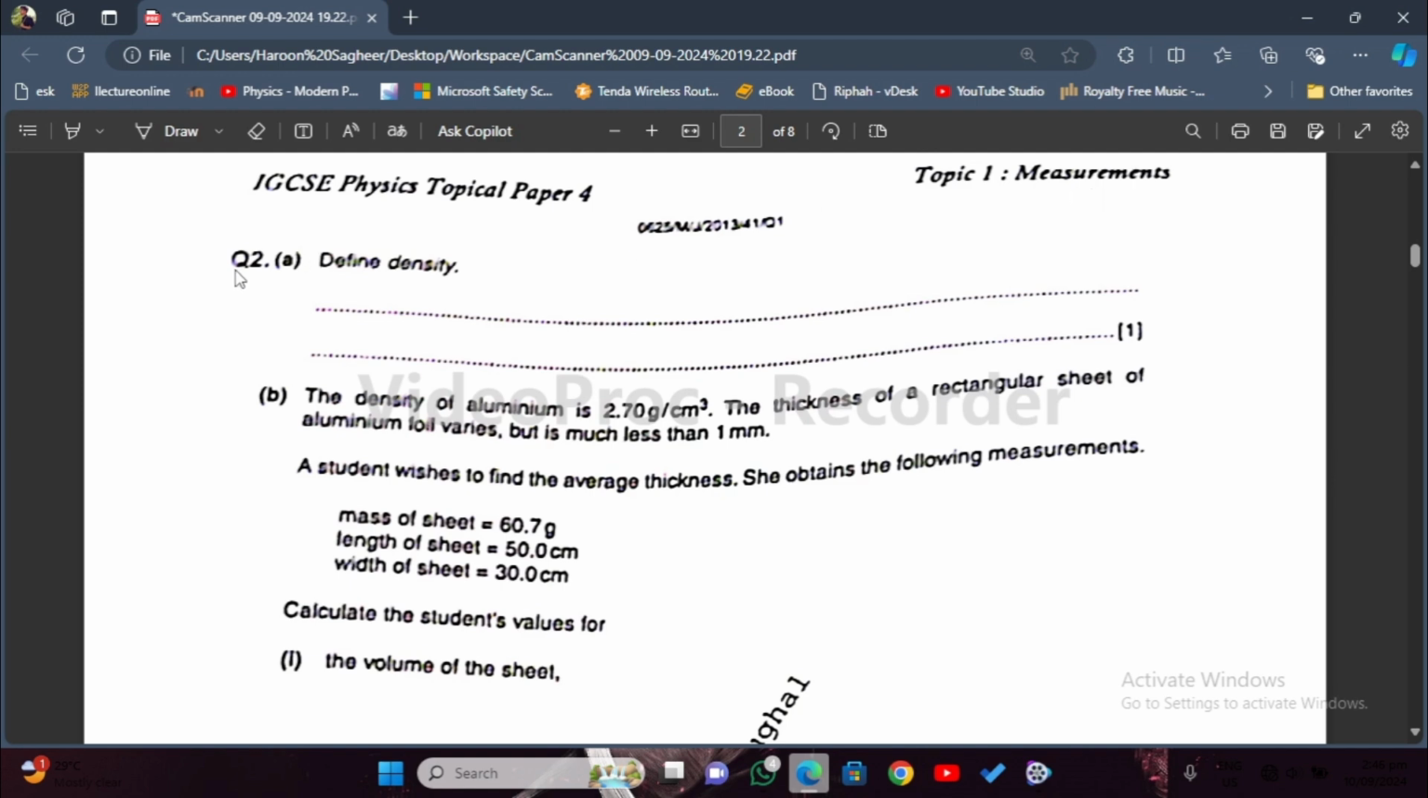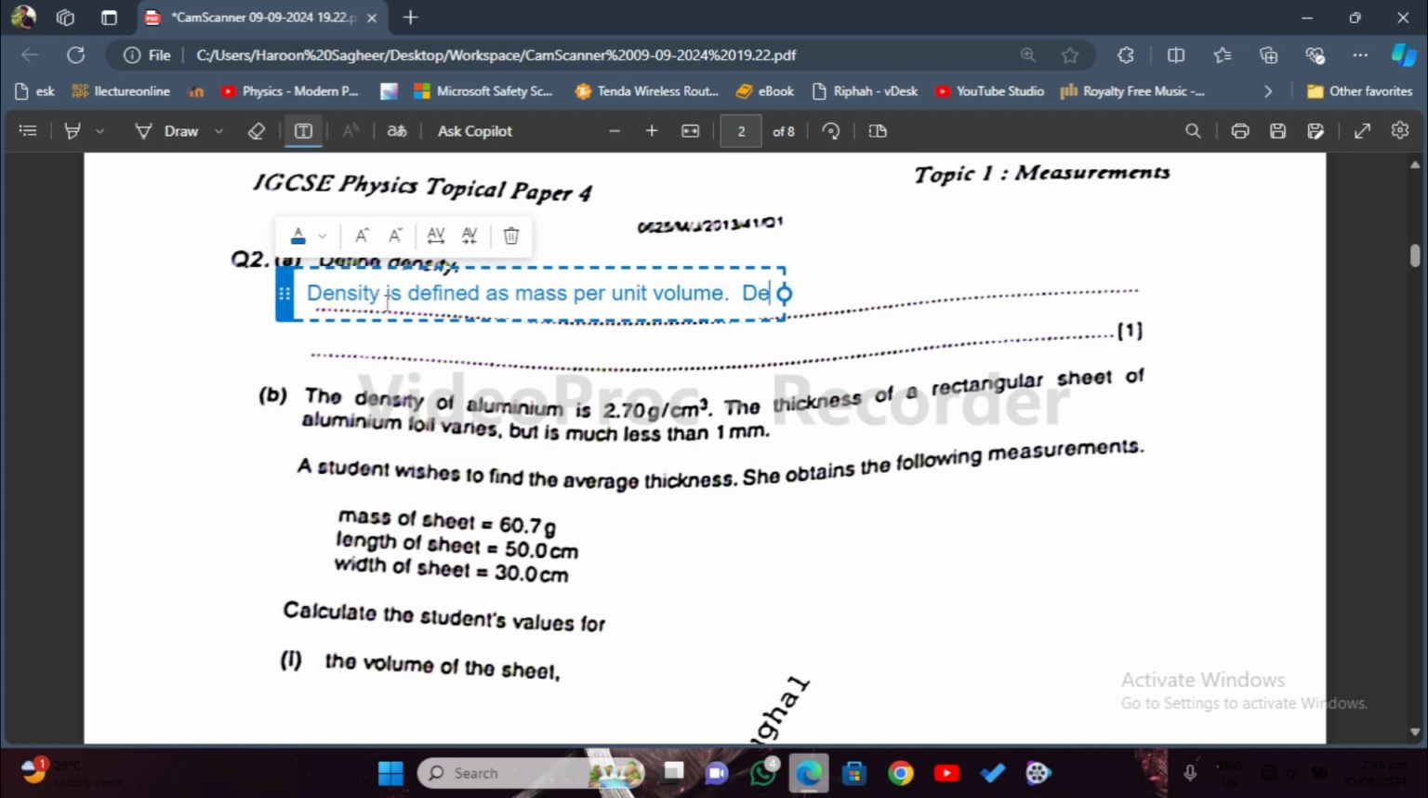Let's go to question number 2, which should have been question number 1, and it's part A. We have to define density here. Density is defined as mass per unit volume. We can also write its formula. The formula is basically density equals mass over volume. Now this is the complete answer. Let's go to part B here.